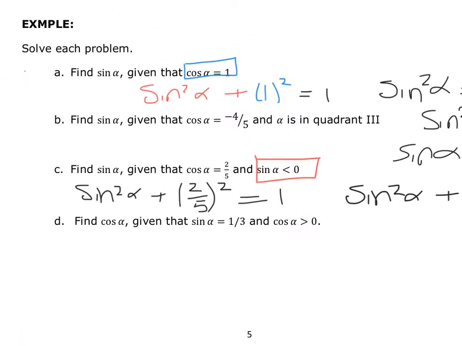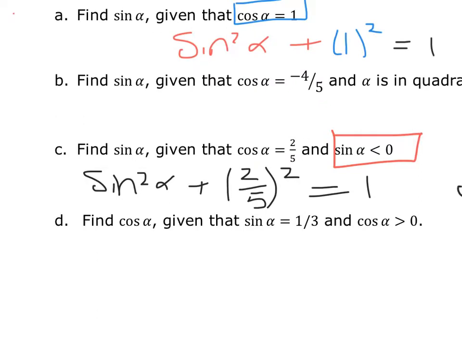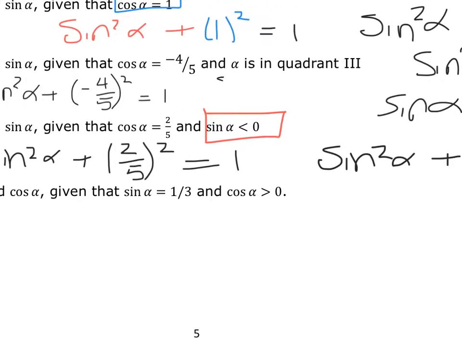Please do B and D. So if I'm taking a look at B, I'm going to use the same thing as I'm given cosine. So I have the sine squared of my angle plus cosine gets replaced with negative 4 over 5 squared, which is equal to 1. Then I bring everything to one side, and I get the sine squared of alpha is equal to 1, and then it'll become minus 16 over 25.